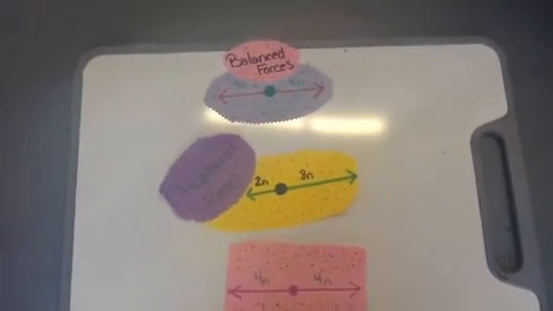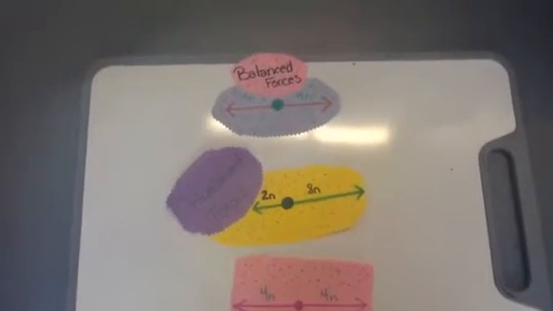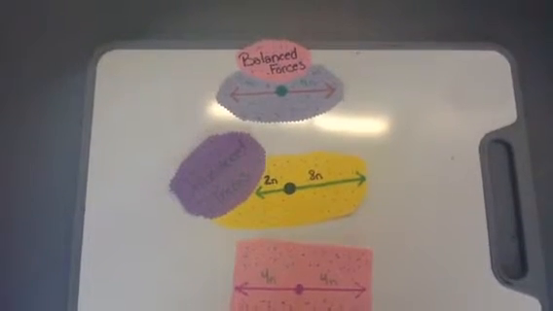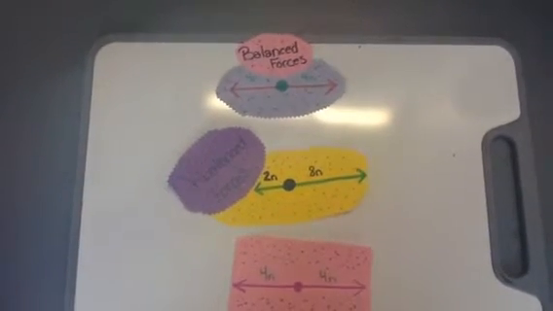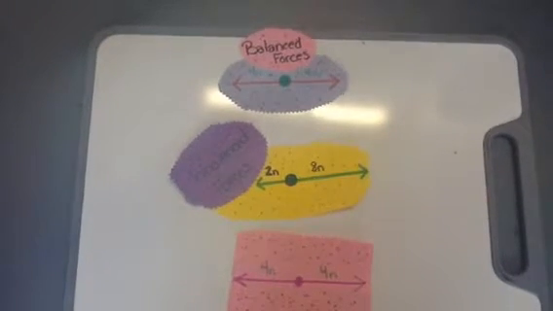Balanced forces result in no change in motion. If the object is at rest, it stays at rest. If the object is in motion, it stays in motion at a constant velocity. This is because of inertia, an object's resistance to change.